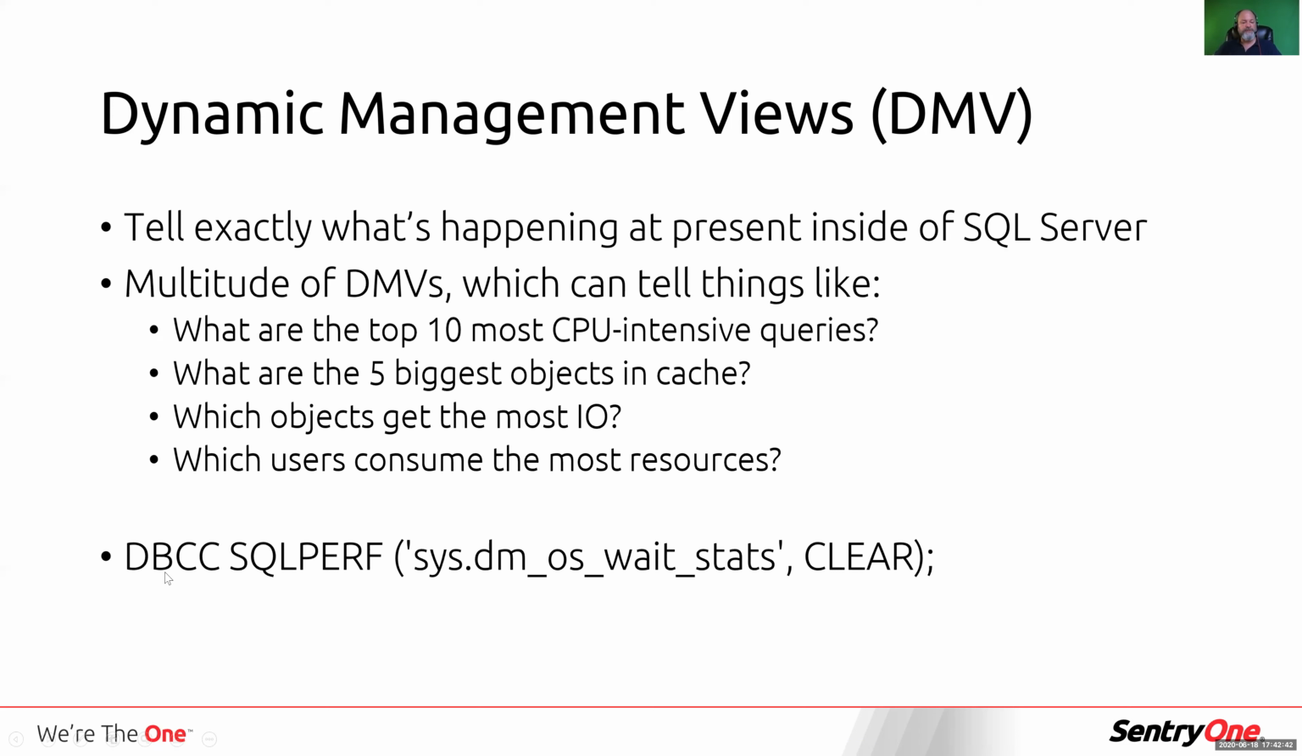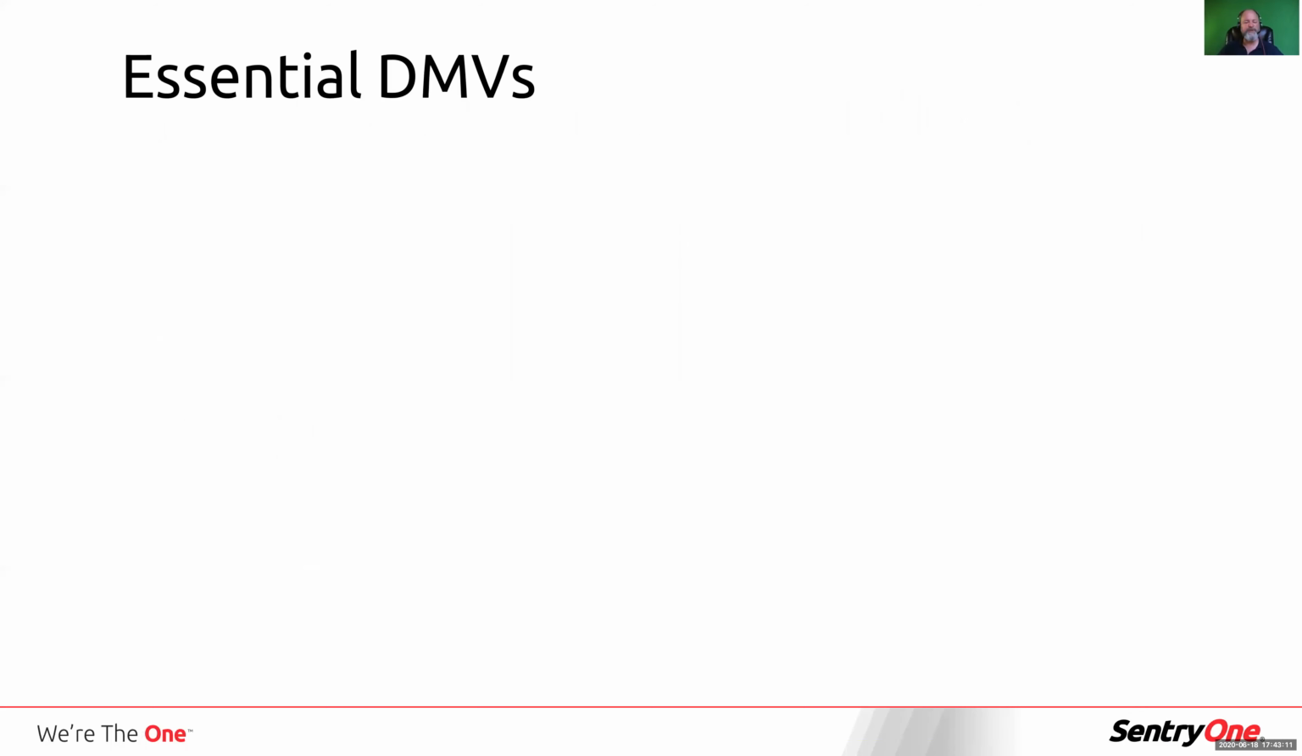What you can do is say DBCC SQLPERF, and whatever the DMV is, like OS wait statistics or OS performance counters, put that name there in quotes and say clear, and that will start them over again. Otherwise, DMVs have the problem that they always refresh completely when you restart SQL Server, and they're always aggregates since SQL Server was last started. So yeah, keep it in mind.